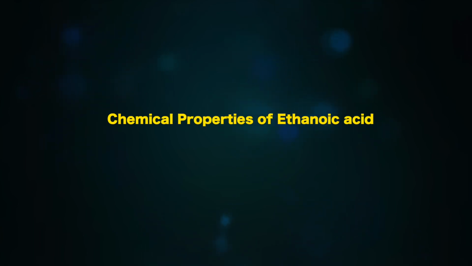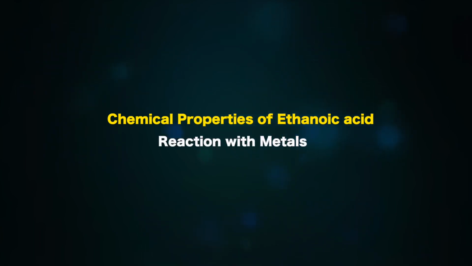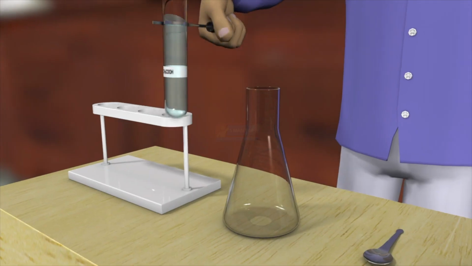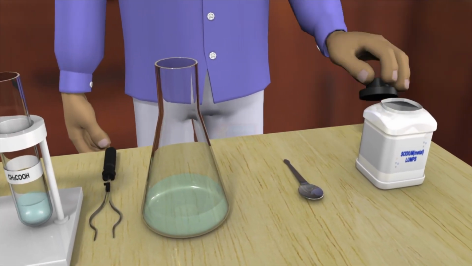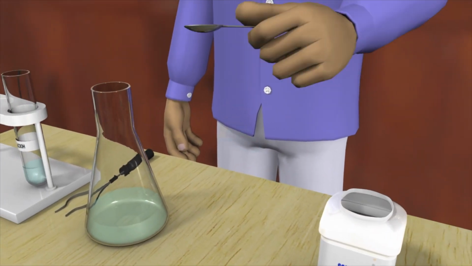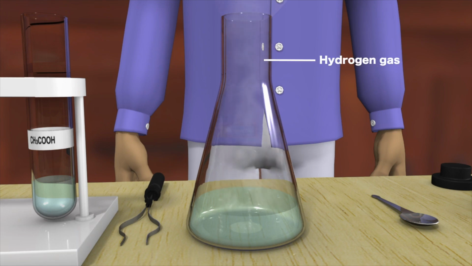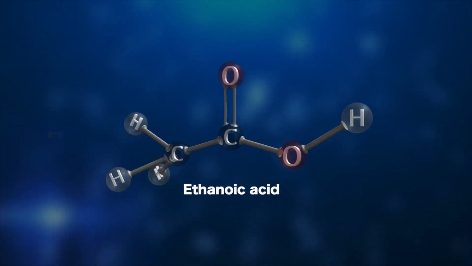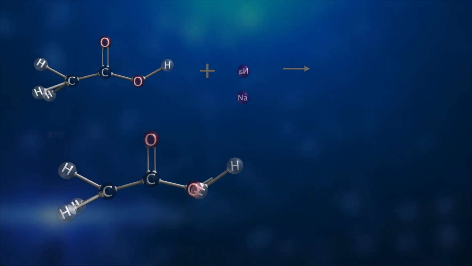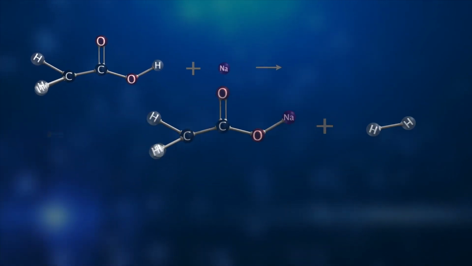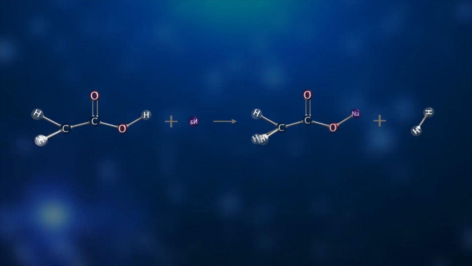Chemical properties of ethanoic acid. Reaction with metals. Take a conical flask, add ethanoic acid to it. Now, add a few grams of sodium metal lumps to the acid by using a spatula. We will observe the evolution of hydrogen gas bubbles. The following reaction takes place in this activity. Ethanoic acid reacts with active metals like sodium, Na, forms sodium acetate by replacing hydrogen in the functional group COOH and liberates hydrogen gas.